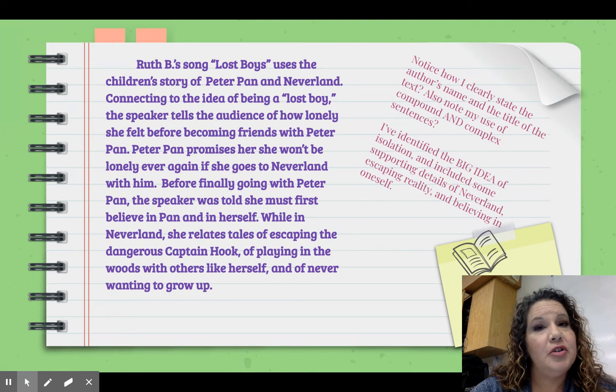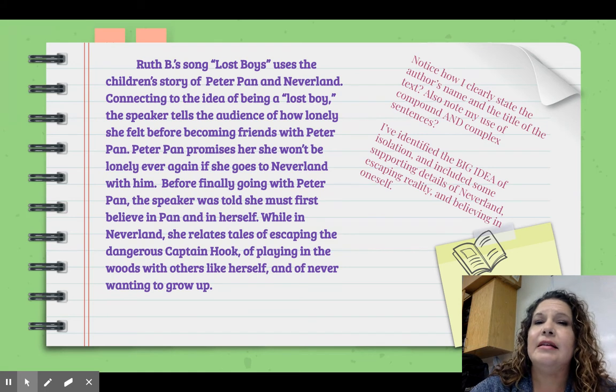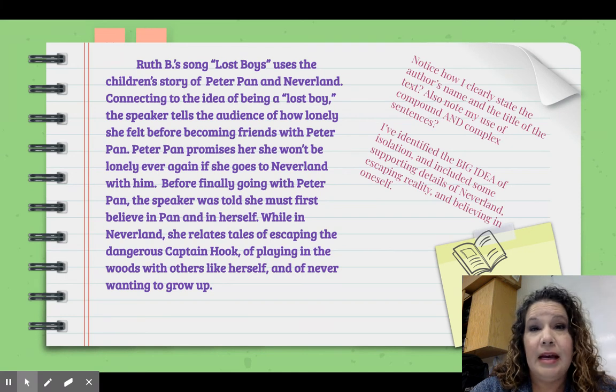Because the song is relatively short, my summary can be one paragraph. If I were to analyze a lengthier movie, or a longer news article, or even a book, perhaps, I would need multiple paragraphs in which to do so. But there are a couple of things to notice about this summary. First, I clearly stated the author's name, and I clearly state the title of the song, Ruth B. Lost Boys, because I want my reader to acknowledge where I'm getting my information from and that I did not create this information myself. I also note my use of compound and complex sentences.